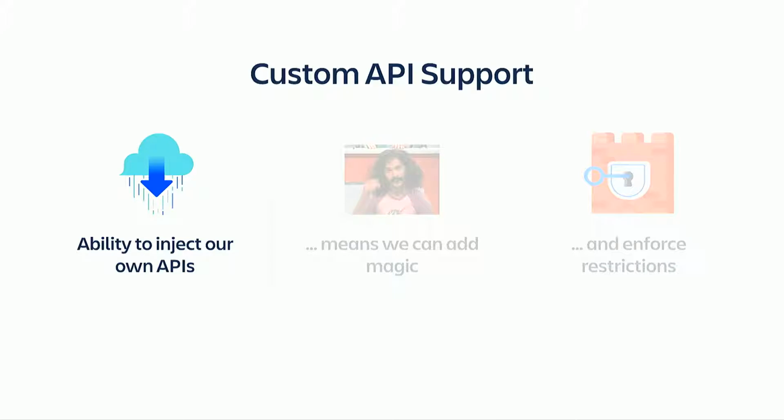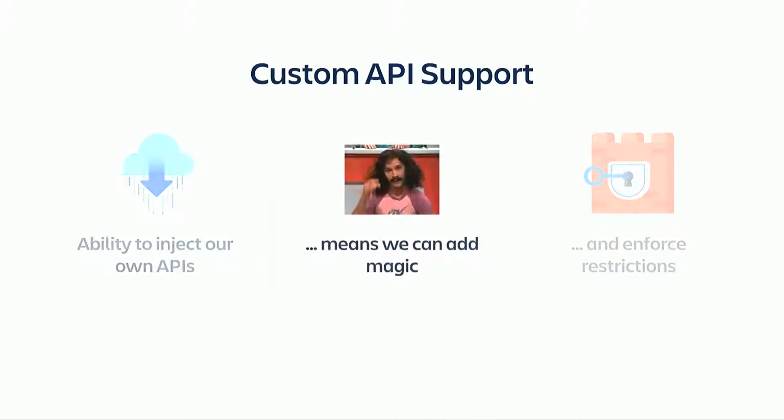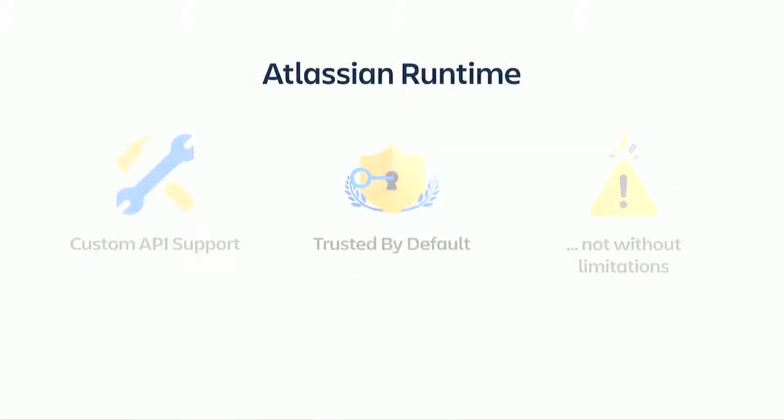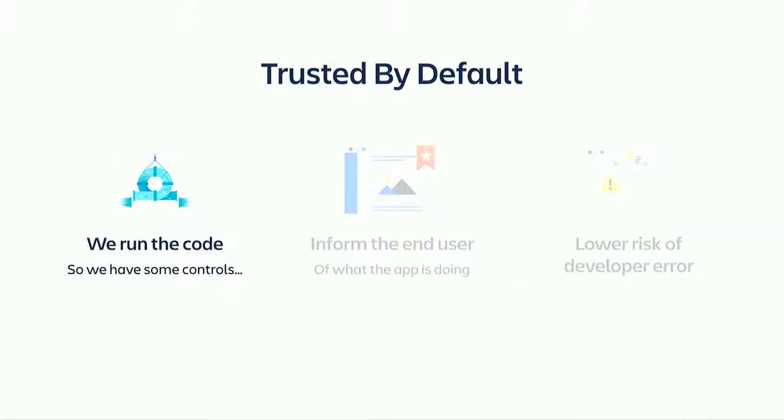We have the ability to inject our own APIs. This means we can add certain magic around these APIs, but it also means we can start enforcing restrictions. And this ties into our trusted by default story, which is a very strong theme with Forge that we've been focusing on. One of the core concepts behind a Forge app is the manifest, which declares the capabilities of the apps, where it's egressing data to, and what it can and can't do.